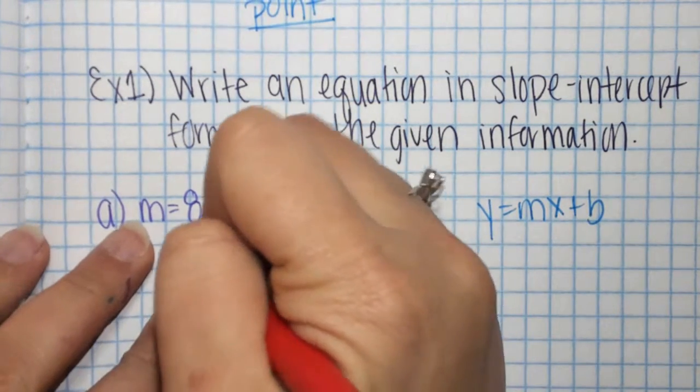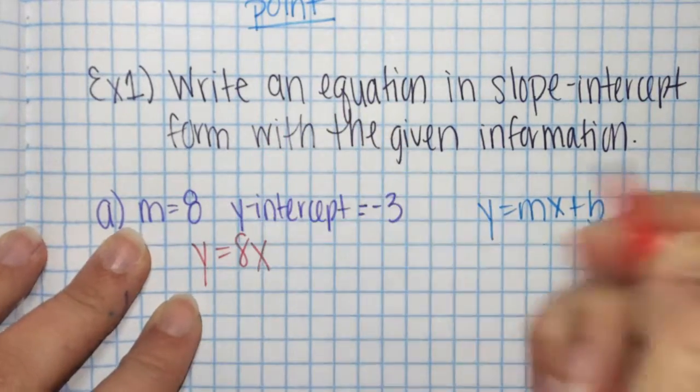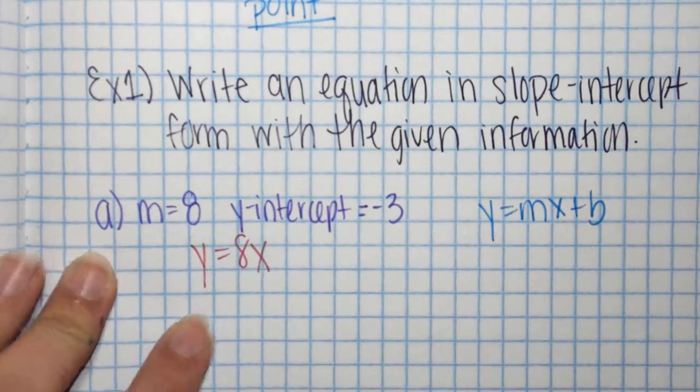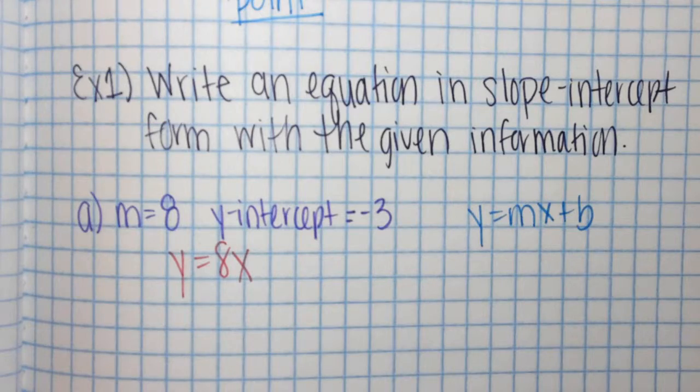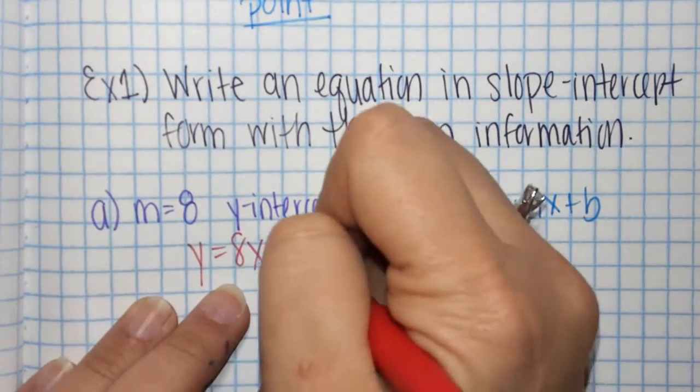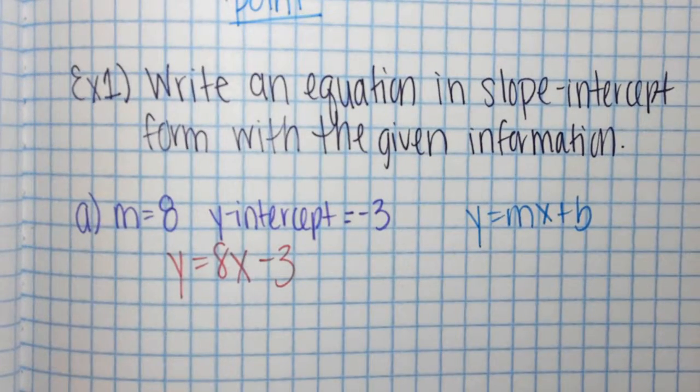Okay, awesome. Yes, Damien. 8x. Now, are we going to write plus negative 3 or minus 3? Minus 3. Sarah, you also get a point. Great job. That's it. That's all you do.